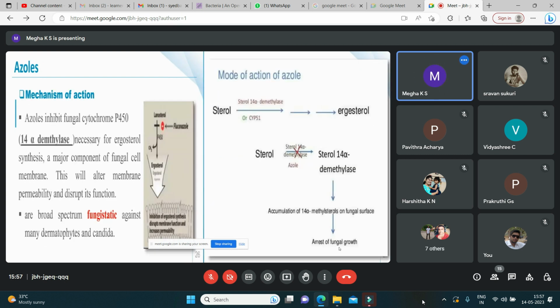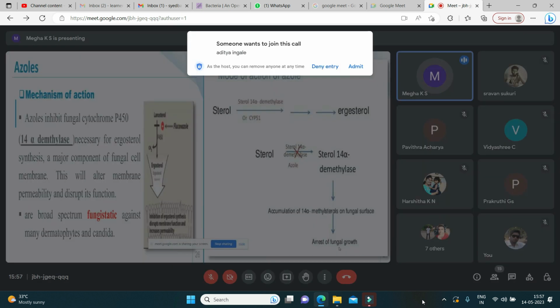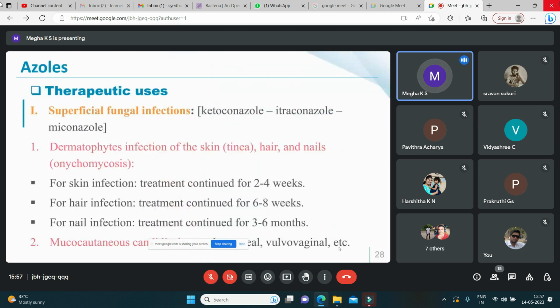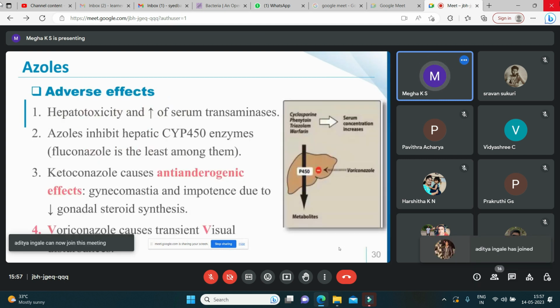Mechanism of action: azoles inhibit fungal cytochrome P450, necessary for ergosterol synthesis, a major component of the fungal cell membrane. This will alter the membrane permeability and disrupt its function. Azoles are broad spectrum fungistatic against many dermatophytes and Candida. Therapeutic uses: superficial fungal infections and dermatophytic infections of skin, hair, and nail.